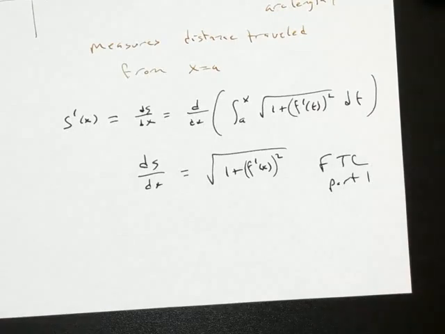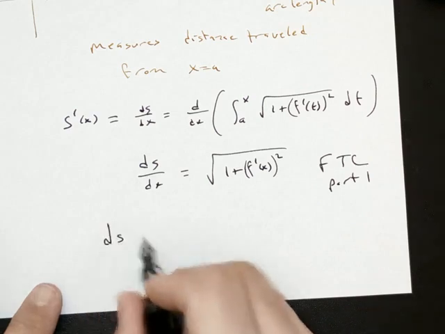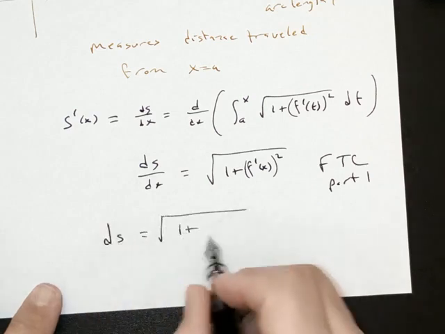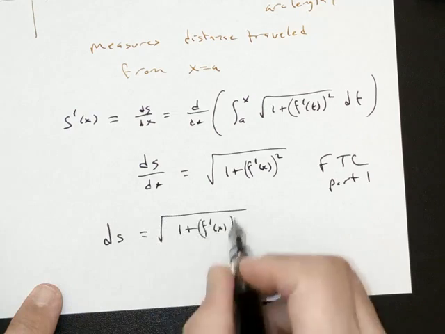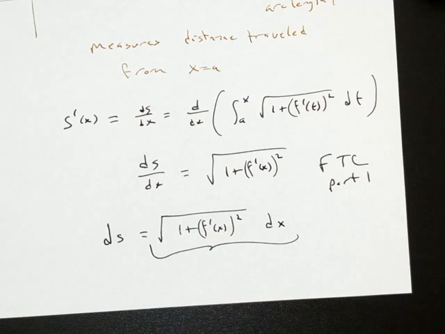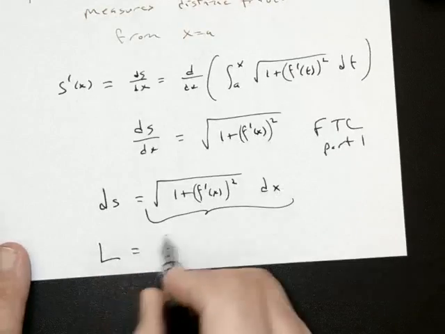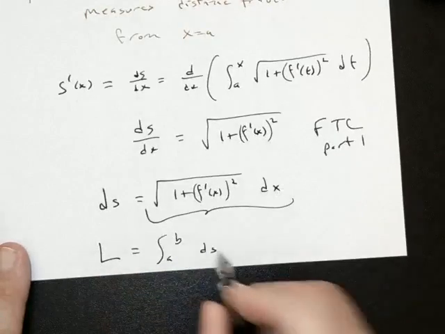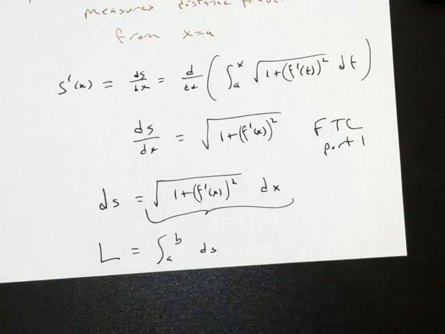If you move the dx to the other side, you get ds equals the square root of 1 plus f prime of x squared dx. Isn't this exactly what I was integrating with my arc length? So rather frequently, I will write, and we can use, the arc length is the integral from a to b of ds. And this expression is called an arc length differential.